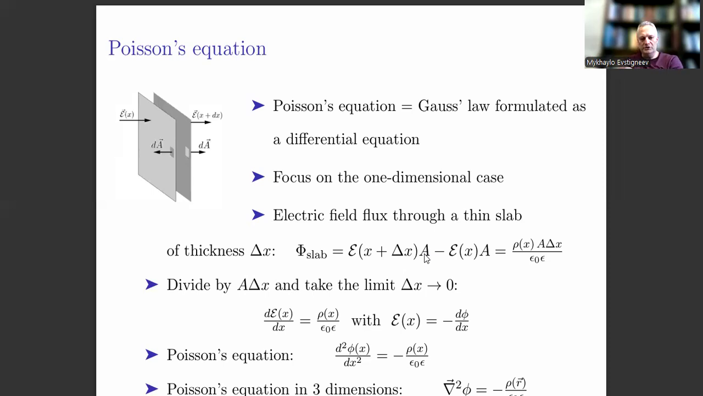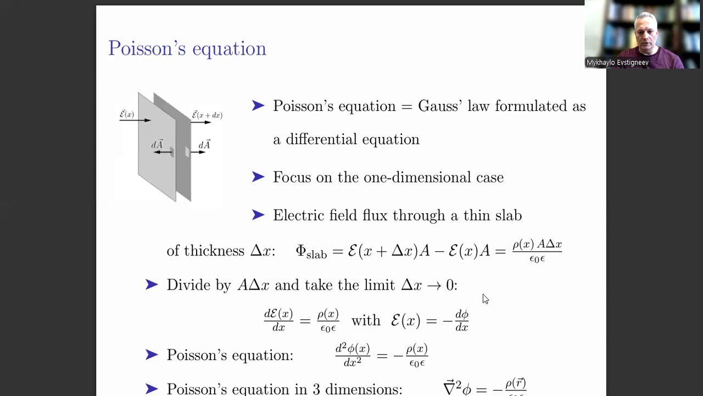Now the contribution to the electric field flux from the left surface is minus E of x, where x is the position of the left surface, times the surface area. The minus sign here is because the electric field on the left surface still points in the positive x direction, but the area vector on the left surface points in the negative x direction. So the angle between the two vectors is 180 degrees, and cos of 180 degrees is -1. All right.